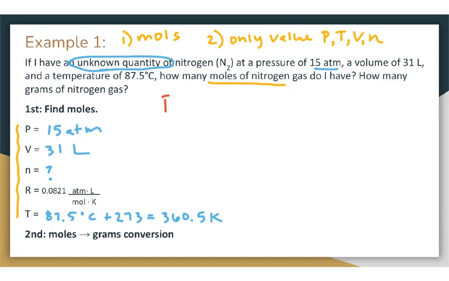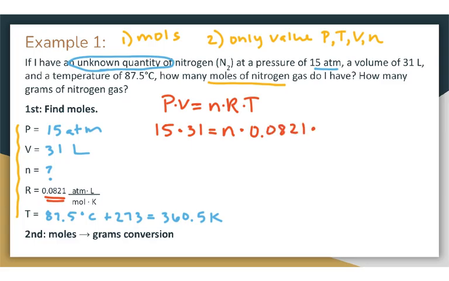And now I can take this information and plug that into my ideal gas law from the previous page. So we have PV equals nRT, and all of these are multiplied by each other. Pressure times volume equals moles times R times T. So solving is going to be similar to what we've done in the past. So I have pressure 15 times 31 equals n, which is what I'm looking for, times R. I listed our R value for us over here. R is always going to be the same in every problem. We just have to remember we have it. Times T, 360.5.